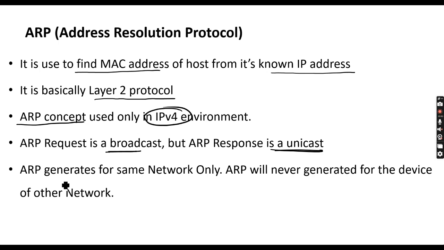Read this. ARP is always generated on the same network only. ARP never generates onto different networks. Never. ARP will only be generated if the source and destination IP addresses are in the same network. If the source and destination IP addresses are in different networks, ARP will not be generated here. That's very important to remember.